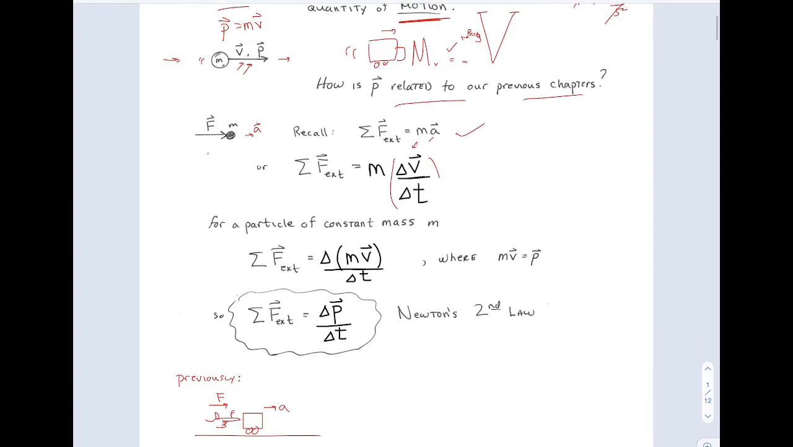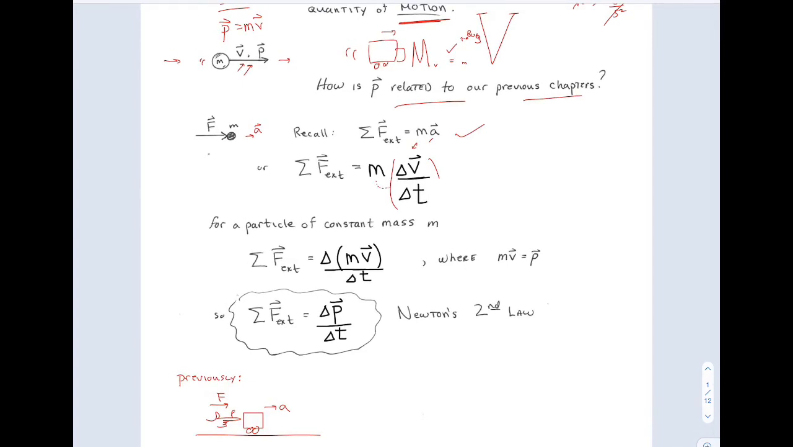All right, and we're doing objects that have constant mass. So if the mass is constant, I can move it inside here. Okay, so the mass moved inside here. The mass doesn't change, so I can move it in or out of that delta. So this quantity here, mass times velocity, is what we're going to call the linear momentum.